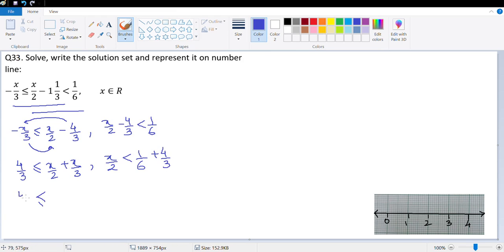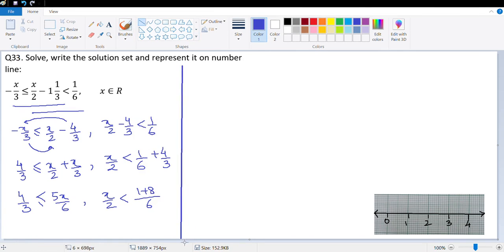This is 4 upon 3. If I take the LCM, this is 3x plus 2x, which means 5x upon 6. And this is x by 2. The LCM is 6, so this is 1, and this is 4 into 2, that's 8. So this is 1 plus 8 by 6. Let's cross multiply and find the value of x.